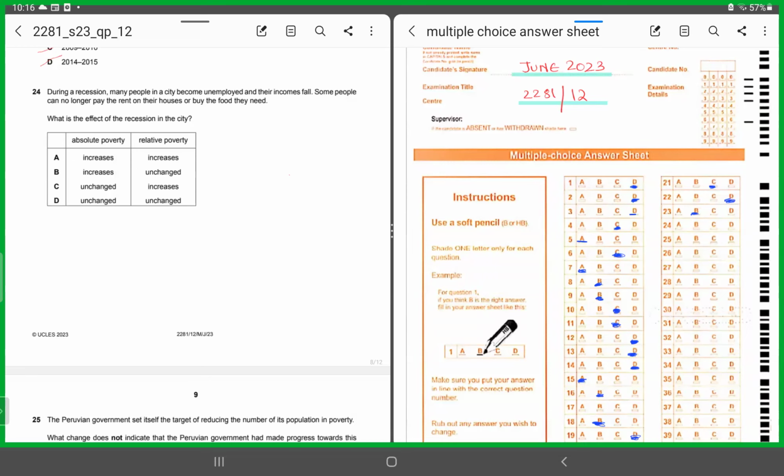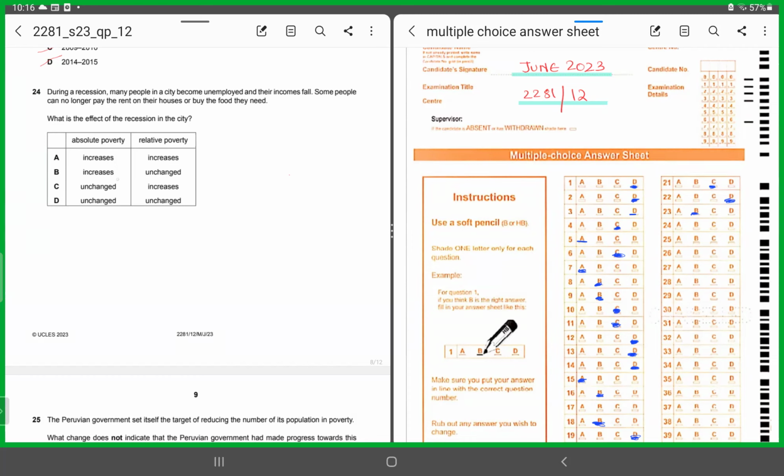So now, what was absolute poverty and relative poverty? Before solving this MCQ, come on, recall it for me. Absolute poverty was when people do not have enough income to pay for their basic needs, right? And relative poverty is when people are poor relative to other people in the country. Now, they are saying the people have become unemployed and their income levels are falling and they are not even able to pay their rent or buy the food they require. So what would the effect of this recession be in the city?